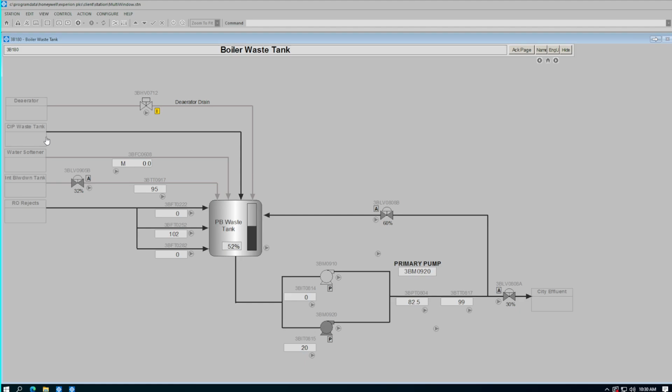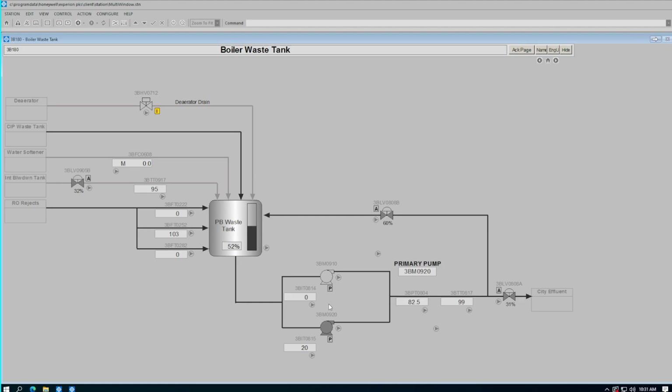You can also drain your deaerator into this tank, with the exception that the water can't be too hot, and we need to have at least a low level in the tank because the deaerator is big enough to overflow it. Down here we see 2 effluent pumps.